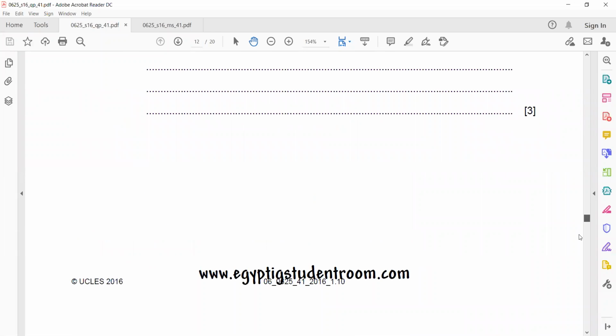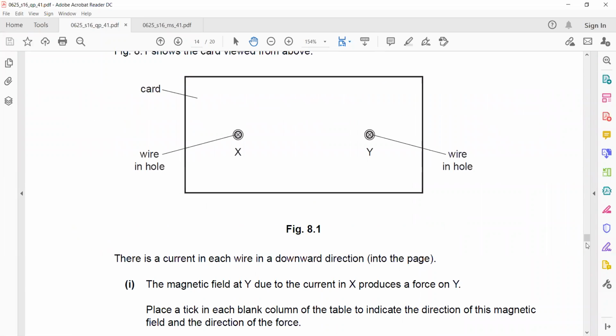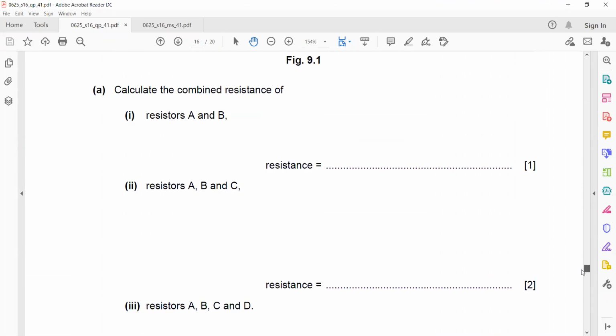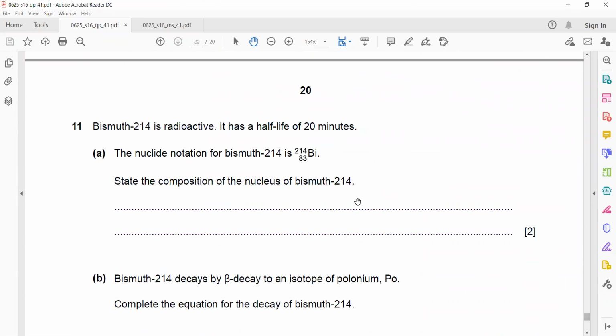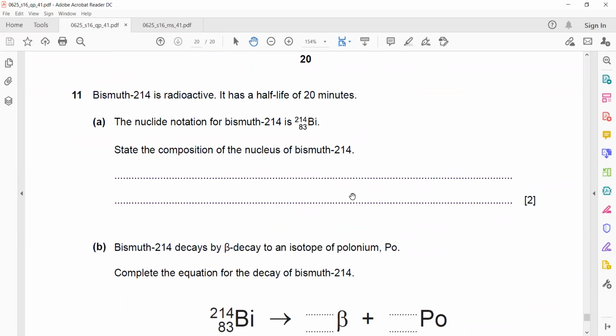You will find the last question, especially the last question, is from atomic physics. In this question, bismuth-214 is radioactive. When they say radioactive, it means it is emitting radiation such as alpha, beta, and gamma, and it has a half-life of 20 minutes. So after every 20 minutes, it will change to half of its original value. The nuclide notation of bismuth-214 is 214/83 Bi.